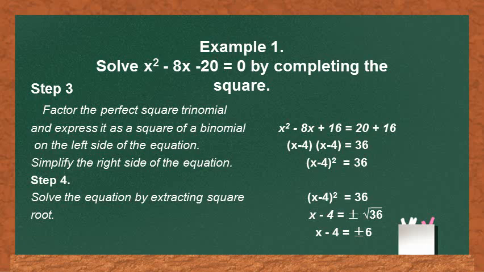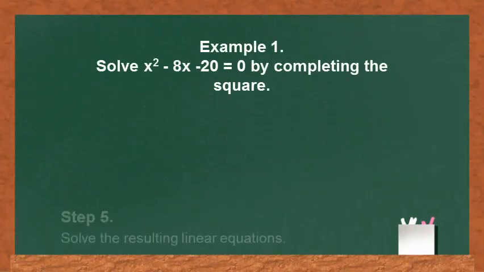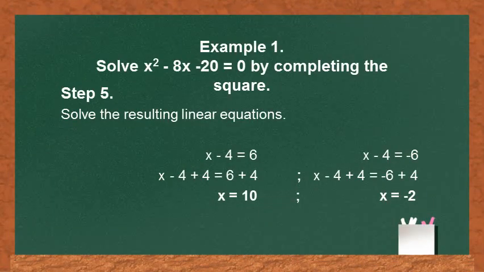Then we have step 4. Solve the equation by extracting the square root. So we have the square of x minus 4 is equal to 36. Then if we apply extracting square root, it will become x minus 4 is equal to plus or minus the square root of 36. Then x minus 4 is equal to positive and negative 6. Step 5. Solve the resulting linear equation.